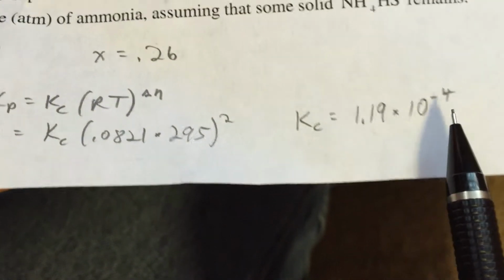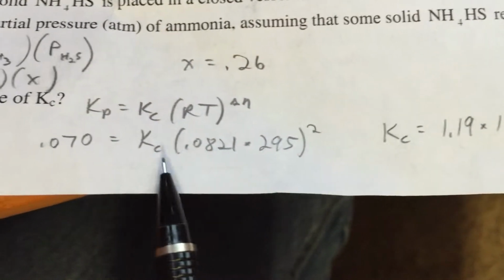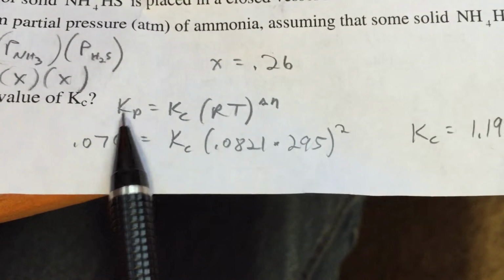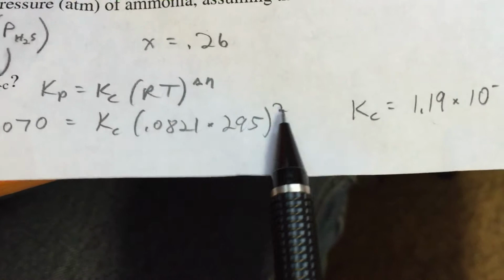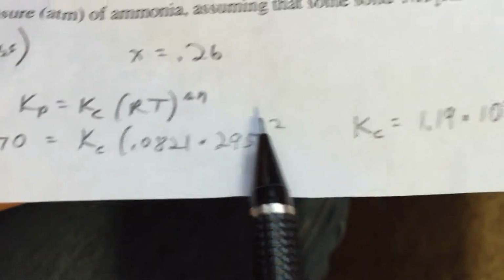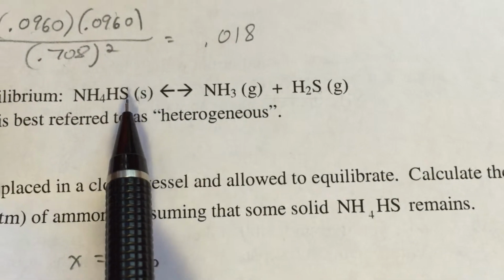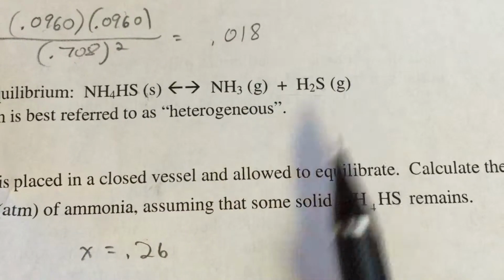Now the value of Kc, what I got is 1.19 times 10 to the -4, and you plug in the given 0.07. Kc is our unknown. The change in the moles of gas is 2 because it goes from 0 and goes to 2 moles of gas. So 2 it is.